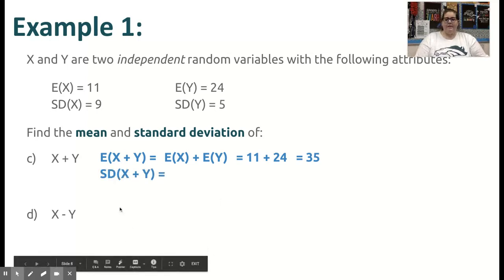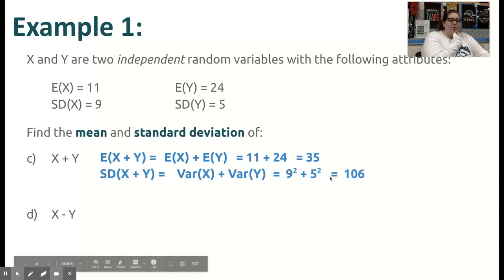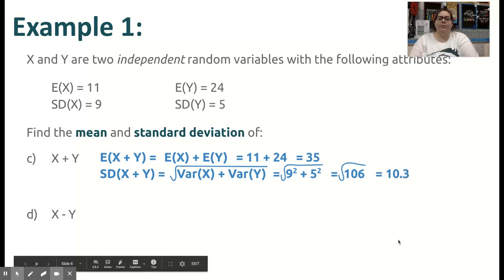Standard deviation, however, is a little trickier because firstly, I cannot just add standard deviations. I can add variances, but then I have to work back to the standard deviation. So what we're really doing is adding the variance of x plus the variance of y. And remember, variance is standard deviation squared. So variance of x would be standard deviation of x squared, 9 squared. Variance of y would be 5 squared. So I can add the variances, but that still gives me the combined variance. Those added is 106, by the way. To get back to standard deviation, I have to take the square root of that number, which is 10.3.